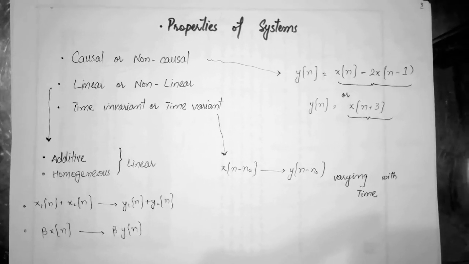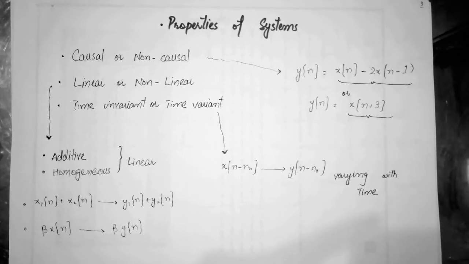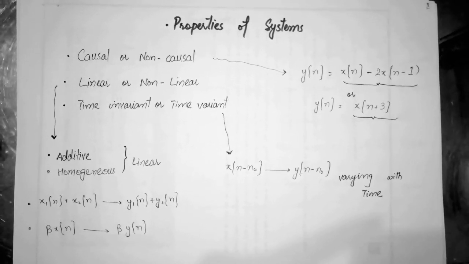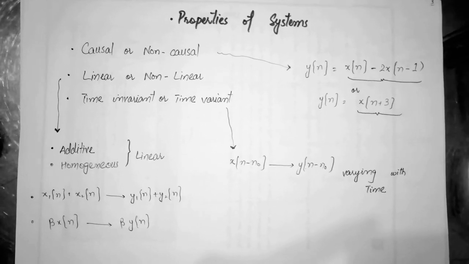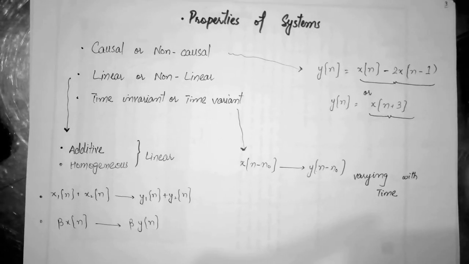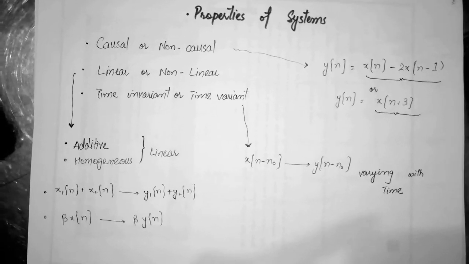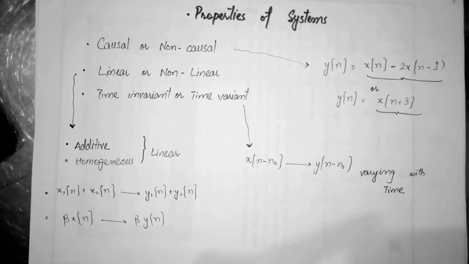Linear or non-linear systems. There are two properties for a linear system: additive and homogeneous. If the system satisfies the properties of additive and homogeneous, then it is called a linear system, otherwise it is called a non-linear system.